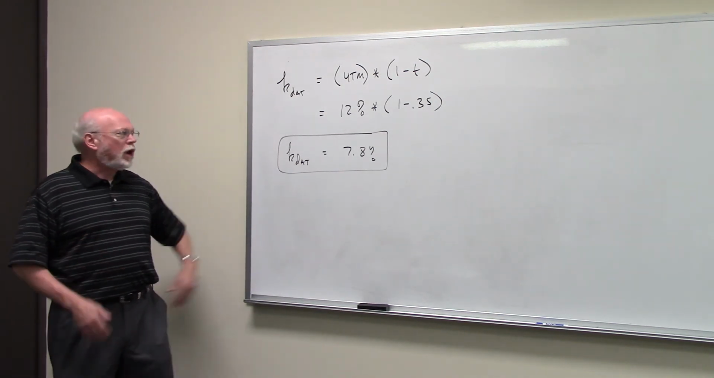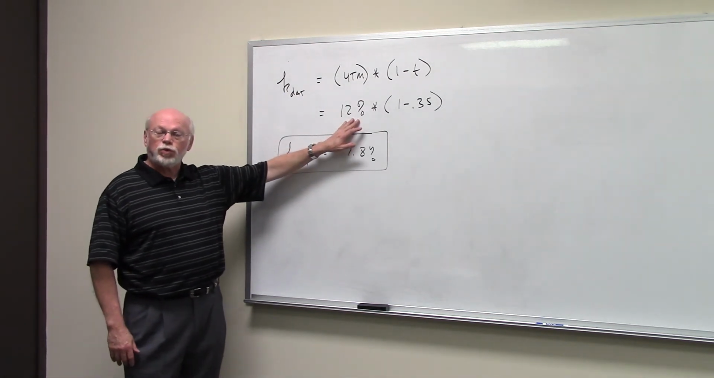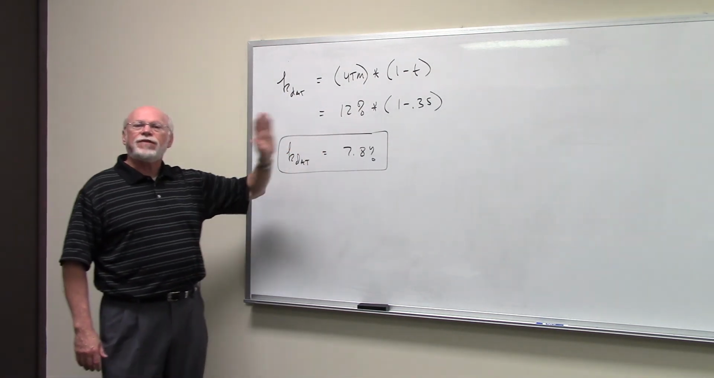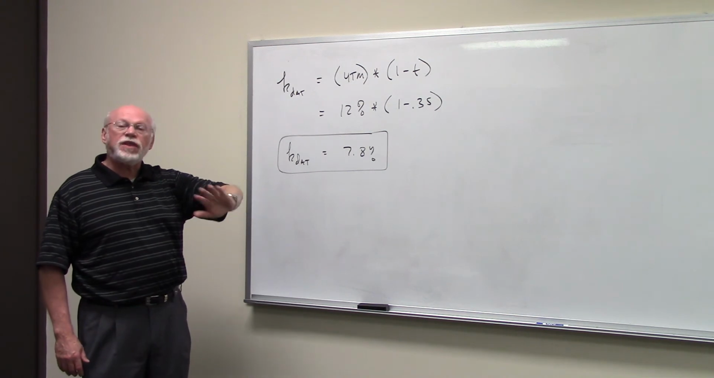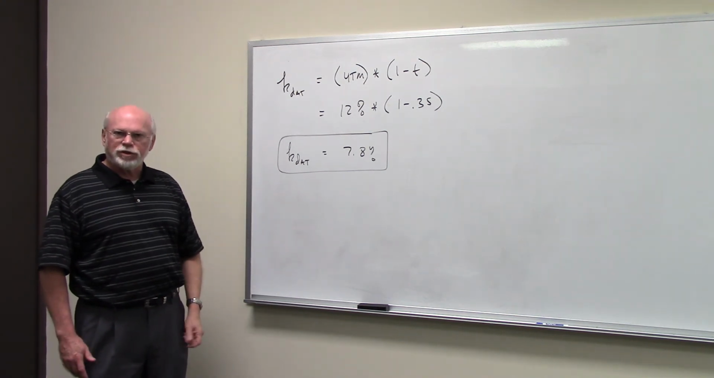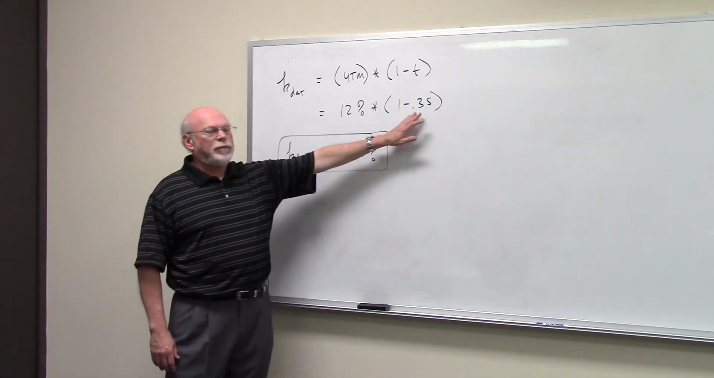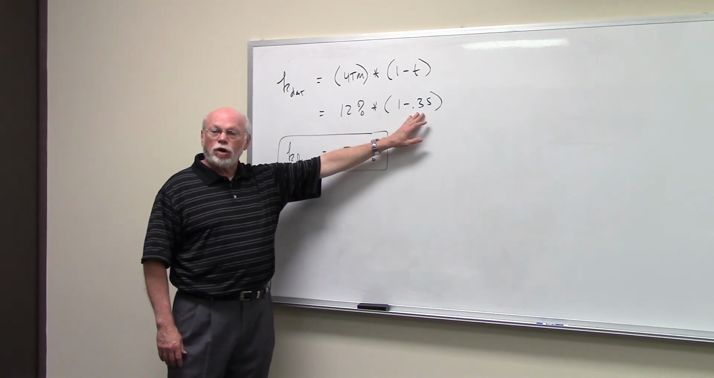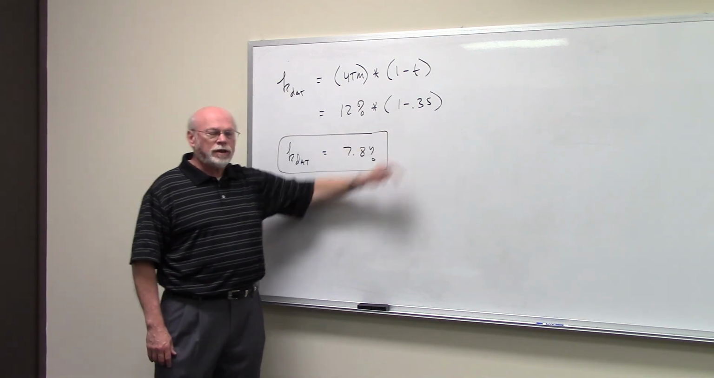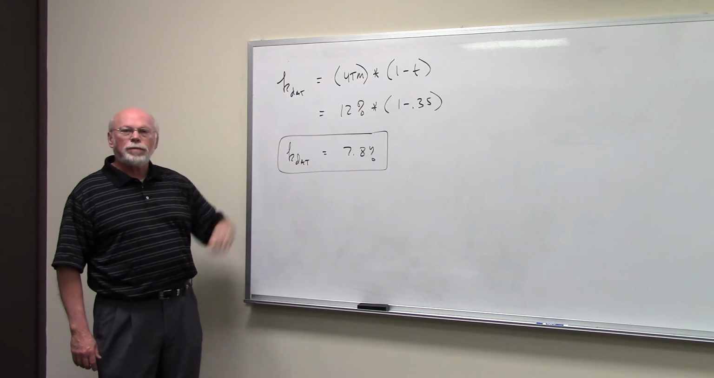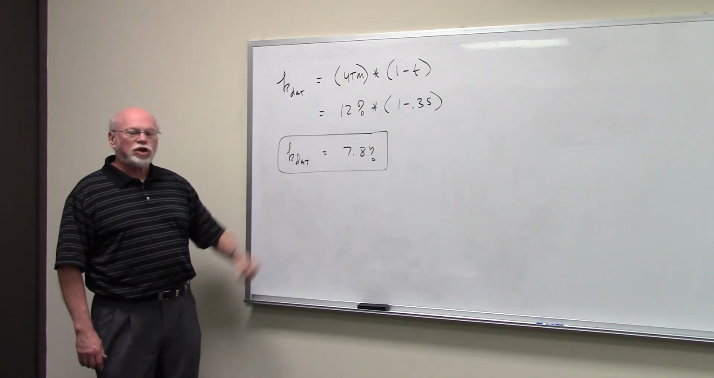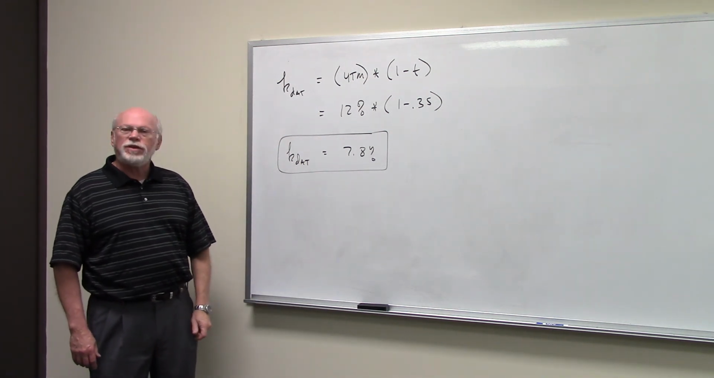They tell us in the problem that this bond's yield to maturity is 12%, and that if they issue new bonds, they would also have a 12% yield to maturity. They tell us the company's corporate tax rate, the marginal tax rate, is 35%. 12% times 1 minus the tax rate finds the cost of debt after taxes to be 7.8%.